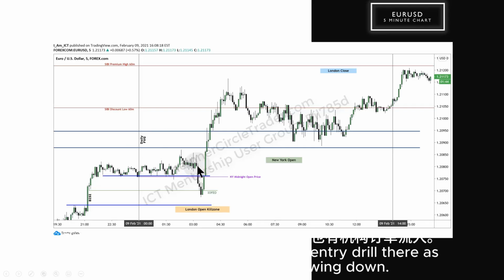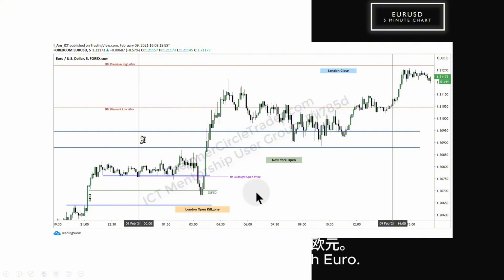After midnight, Judas swing down. Now, I outlined it. I'm bullish euro. I'm bearish dollar. Okay, it's not a plan A, plan B. I'm only interested in going long euro. Ideally, you want to be buying at or below the midnight opening price, which is this line here. It takes you right to this candle's opening. At or below it is the highest probability entry.